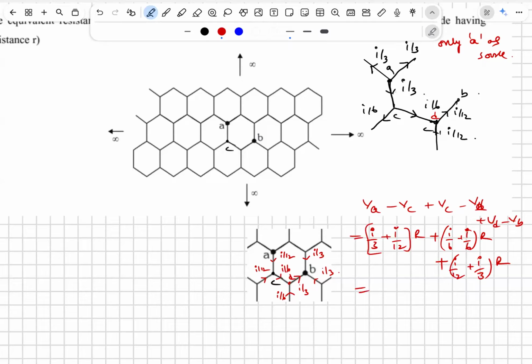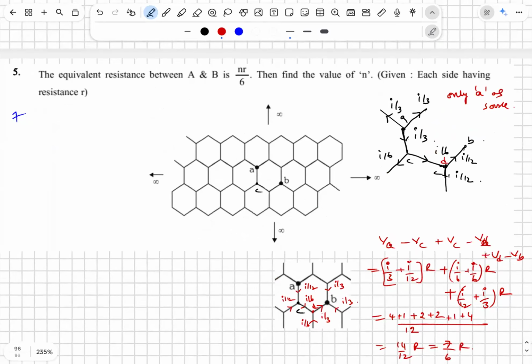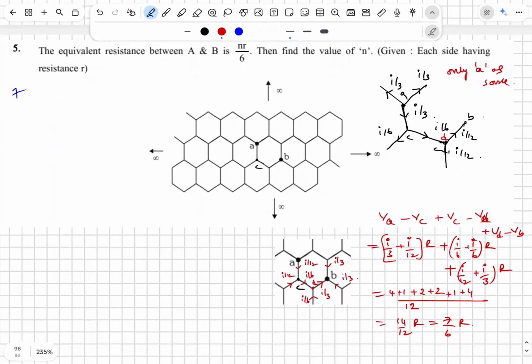Now tell me, total LCM 12. 4 plus 1, 2 plus 2, 1 plus 4. 5, 5, 4. 14 by 12 or 7 by 6. Any doubts? Any doubts? Boys and girls, Shreyas, any doubts?